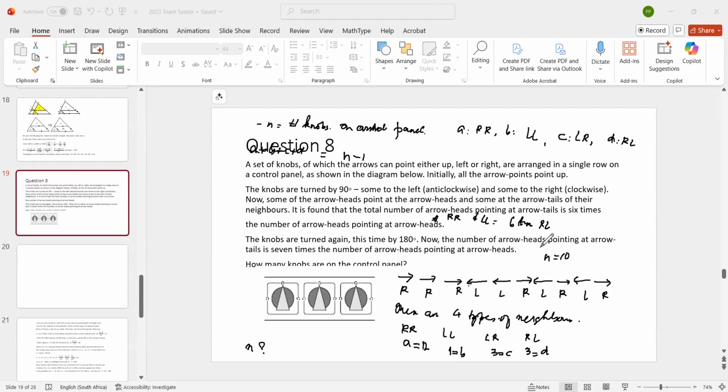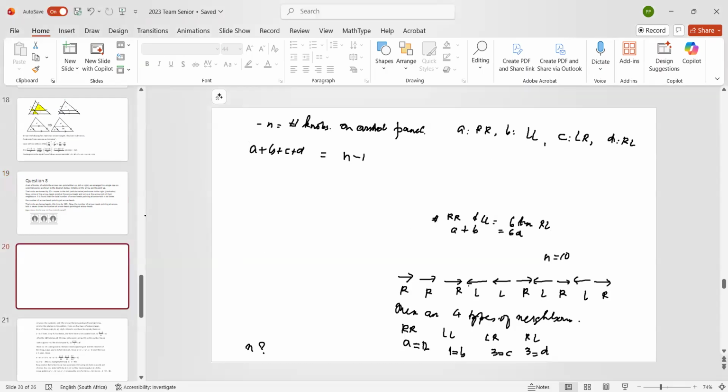Okay. So you got, now how many R's are there? There are A of these. So A plus B, total number here, is equal to 6 times, and we said RL was D. Okay, I'm going to put this down as an equation. A plus B is equal to 6D.